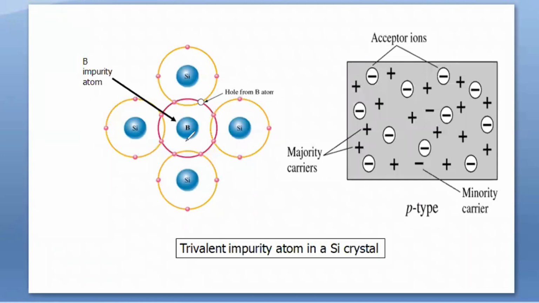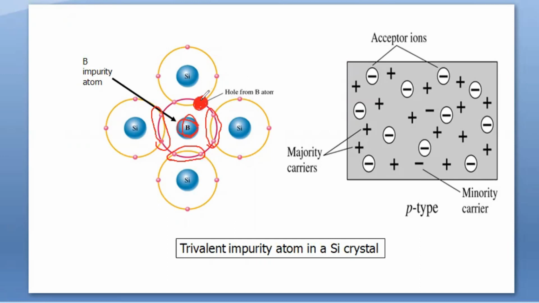Here in this figure we can clearly see the impurity atom. Here we have taken boron, a trivalent impurity, forming 3 covalent bonds with 3 silicon atoms. To form the 4th bond, it is deficient by 1 electron. So this deficiency is like a hole. These holes are the particles existing in the impurity atoms. So the more the impurities, the more the holes. These holes now will carry current in this p-type semiconductor.